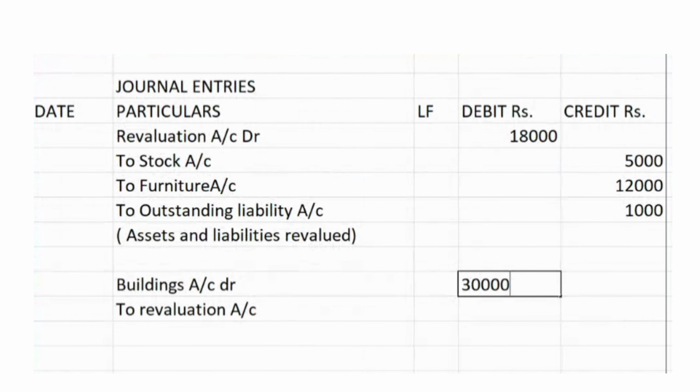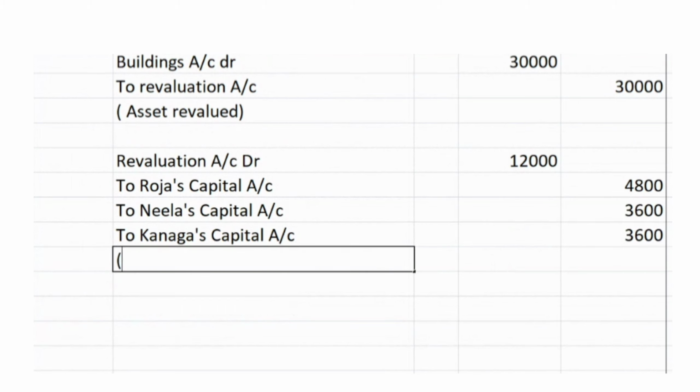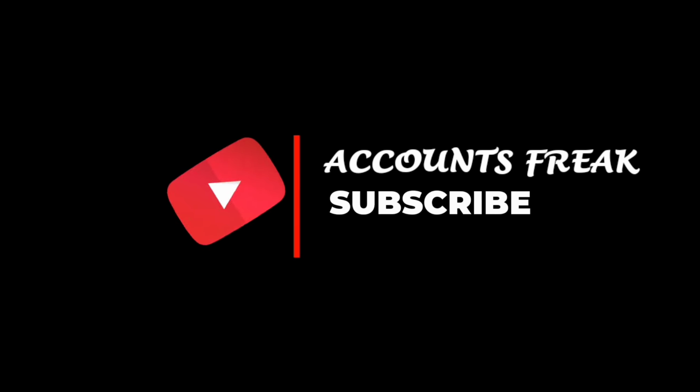Finally is the profit on revaluation. Profit on revaluation also is in the debit. So credit the capital accounts of the partners. So revaluation account debtor to Roja's capital account, to Neela's capital account and to Kanaga's capital account. So these are the journal entries relating to this sum. Hope you understood the sum. Thank you.